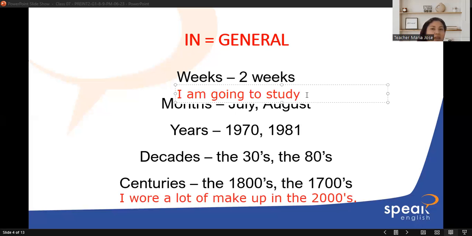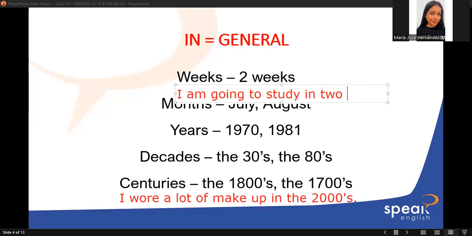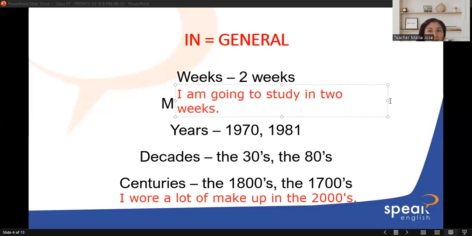2 weeks. Okay. Now, remember that when we talk about the weeks, you don't say only 2 weeks. You need to use in. Only 2 weeks is not okay. So we say in? In 2 weeks. Excellent. Okay. Now it's perfect. I am going to study in 2 weeks.